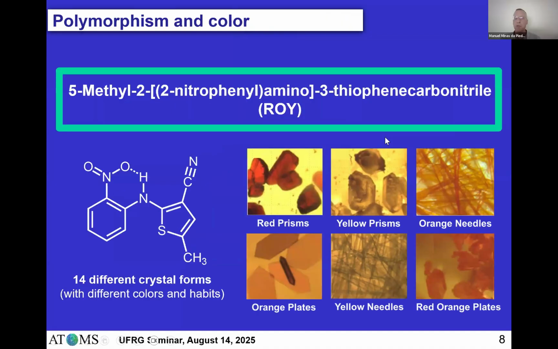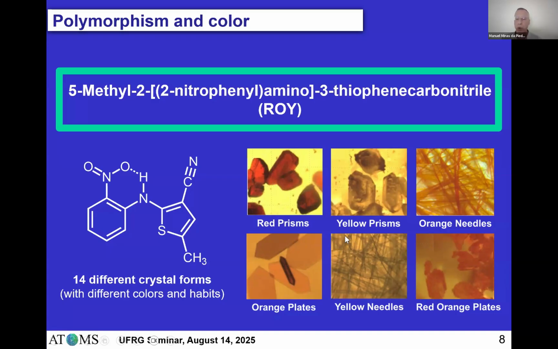And if you think that this is only important for pharmaceuticals, it's not, because different polymorphs can have different colors in some cases. This is Roy. Roy is a very famous example of a molecule with polymorphism because, as far as I know, it holds the world record in the number of different crystal forms that have been isolated. And those crystal forms can change not only in morphology, but also in color. So you can have red prisms, yellow prisms, orange needles, and there are more.